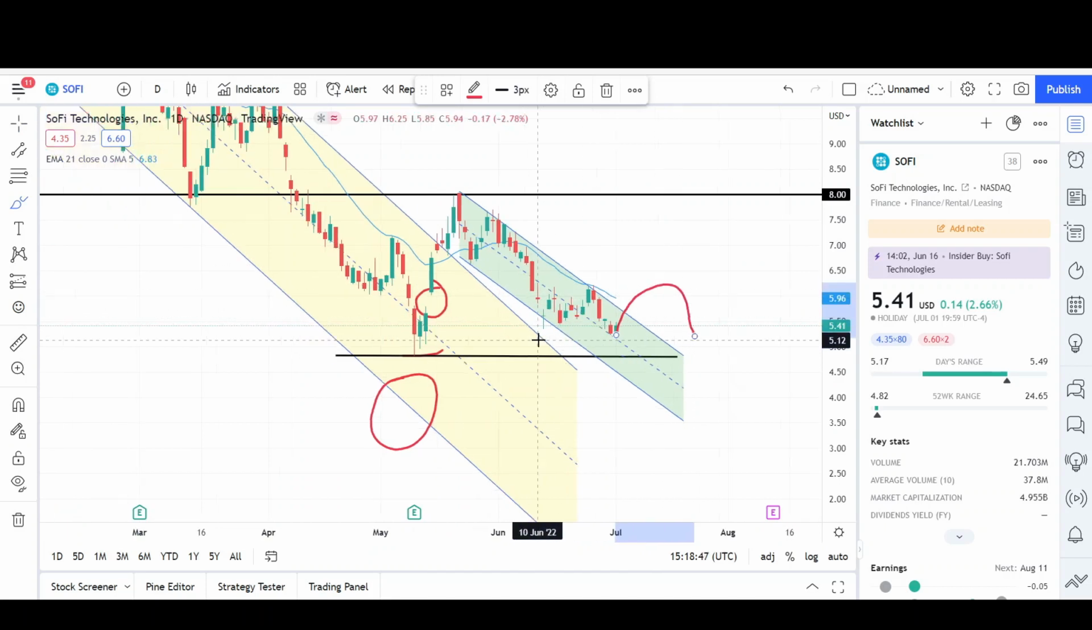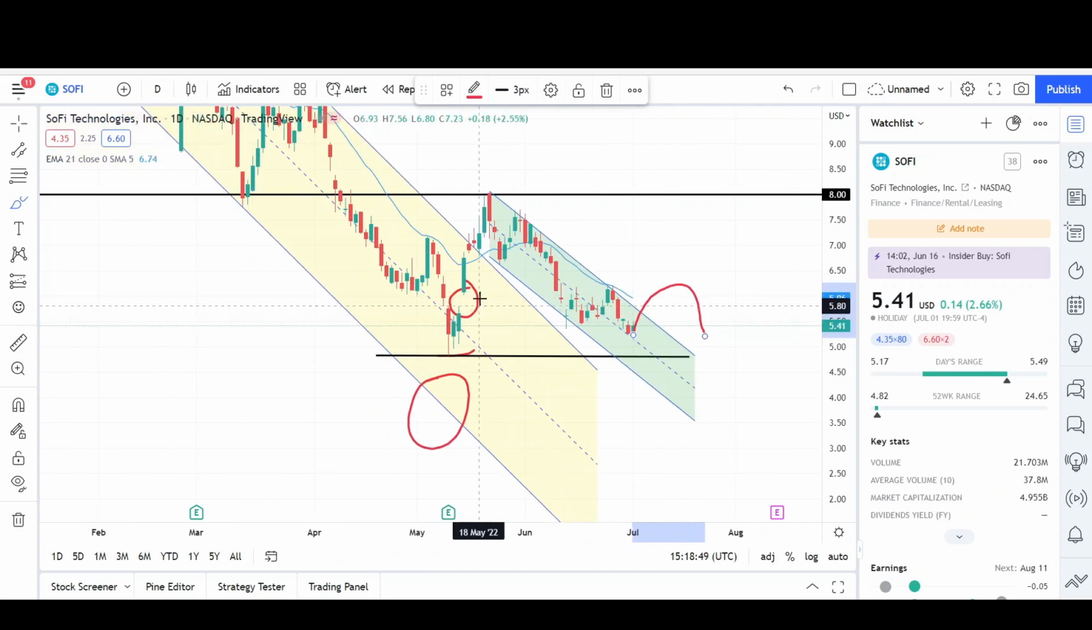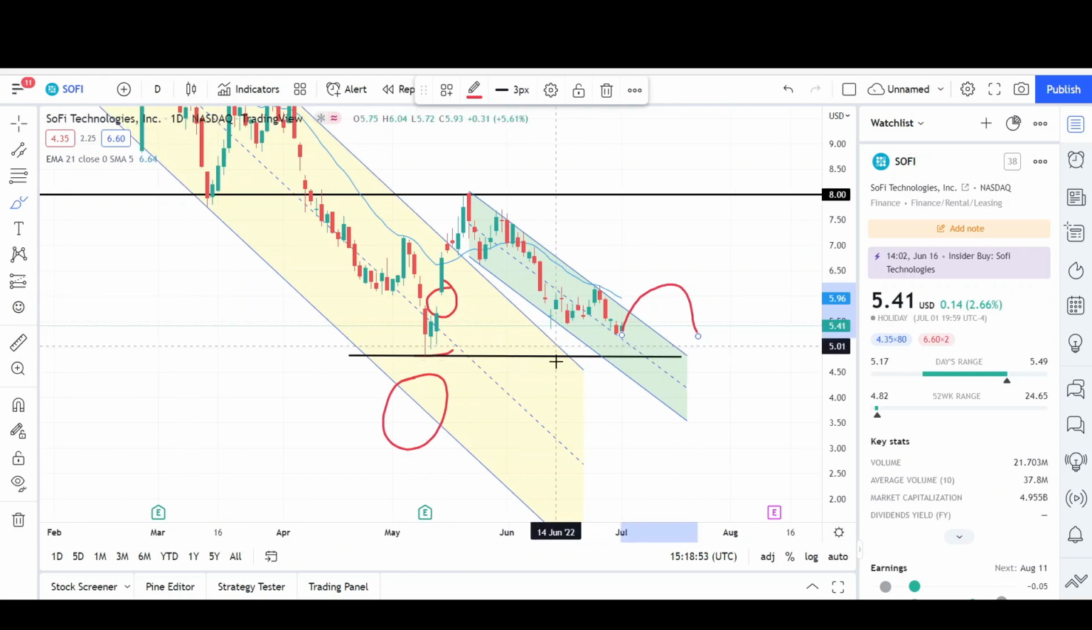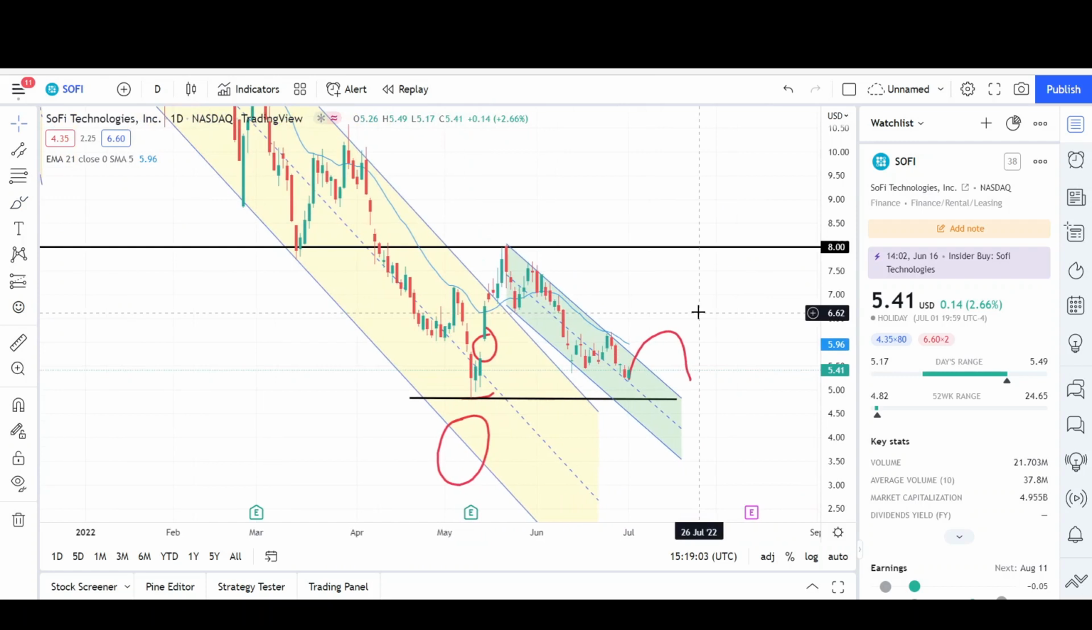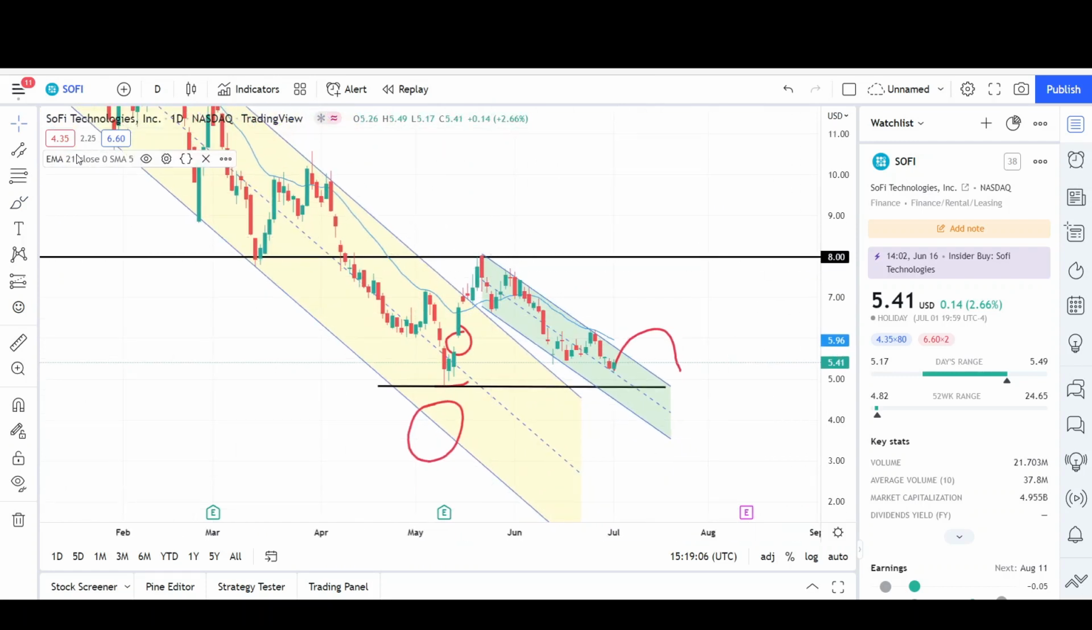So we have one channel that's complete, one channel working lower. I'm looking for a new low of this downtrend to be made. I don't think that was the bottom back here on May 10th at the $4.80 level. I don't think that was the bottom. I think we can get lower price action.